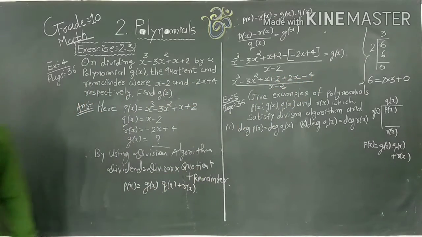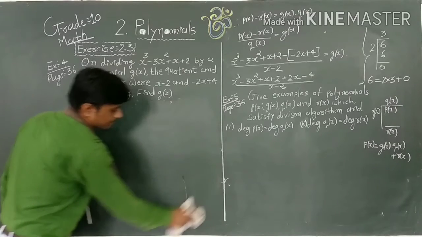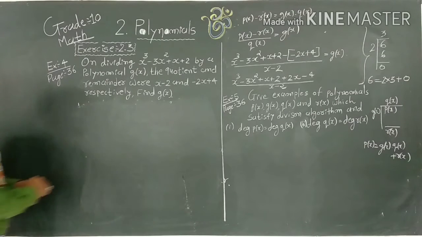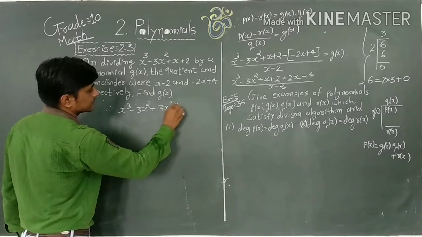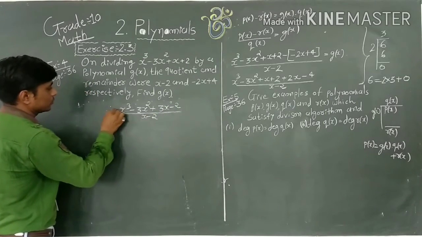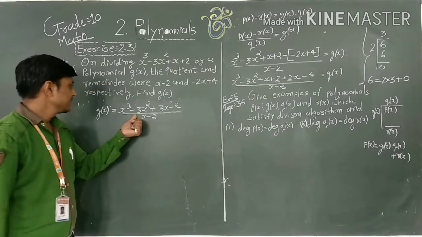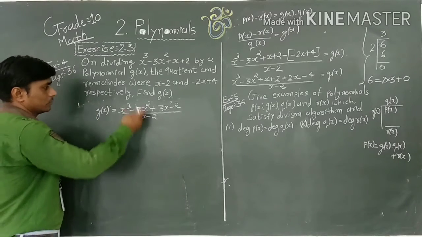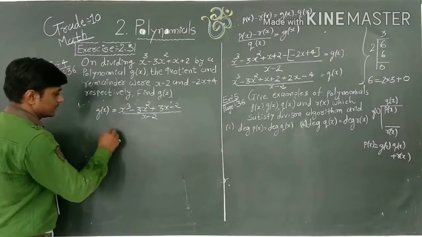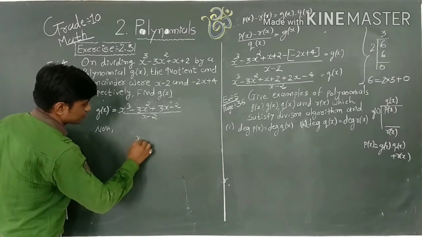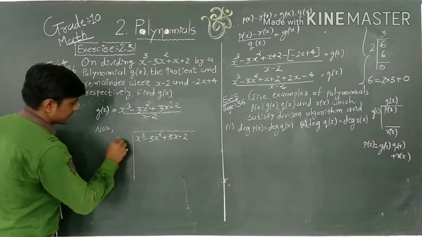Therefore x cube minus 3x square plus 3x minus 2 upon x minus 2 is equal to g(x). Here we have g(x). You can write it on the left hand side or right hand side. Here we write it on the left hand side. Okay, now what we do? We divide this polynomial by this and find g(x). Okay, now x cube minus 3x square plus 3x minus 2 divided by x minus 2.